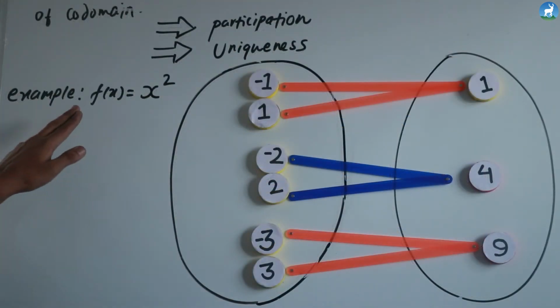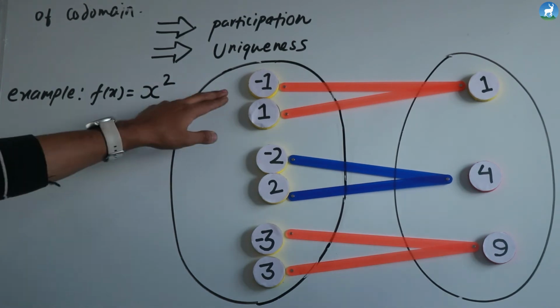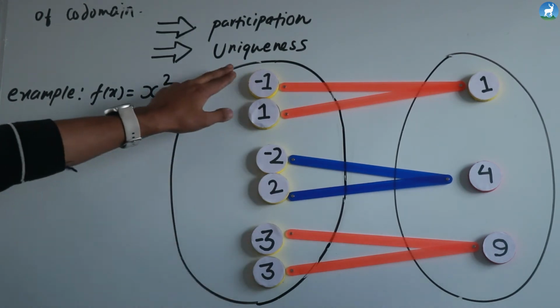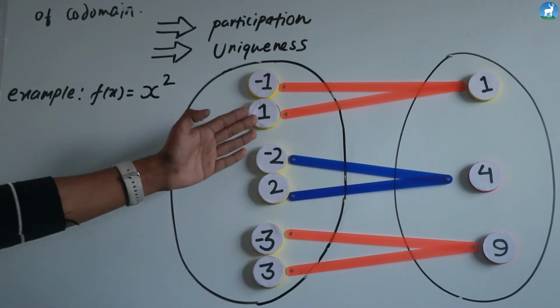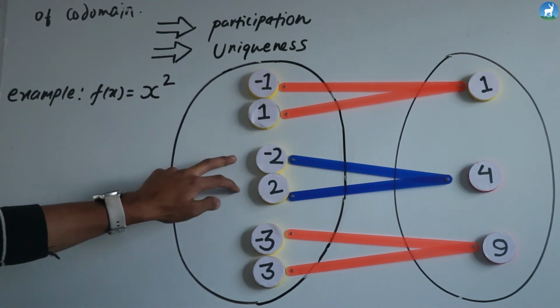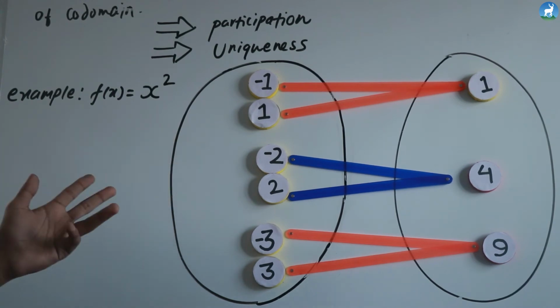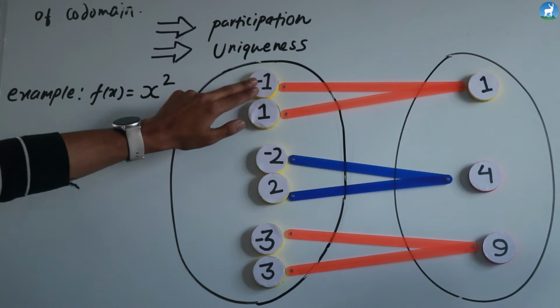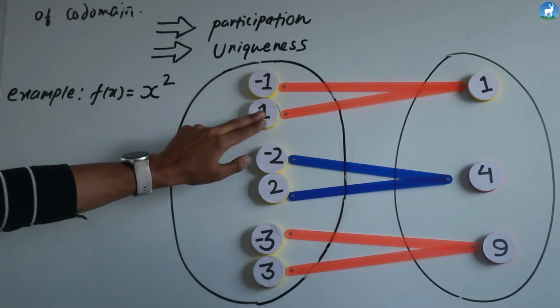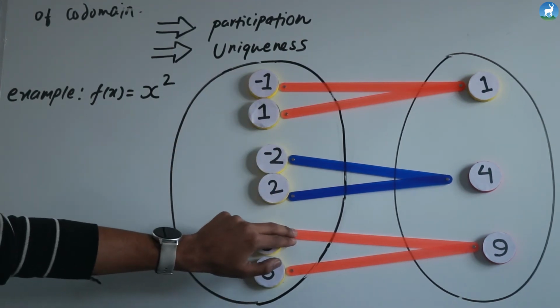Here we have the function f(x) equals x squared, a finite domain, and a finite codomain. Here we are going to verify if the relation is a function. First of all, if you look at the participation of each and every element, we can see that every element is participating in an association.